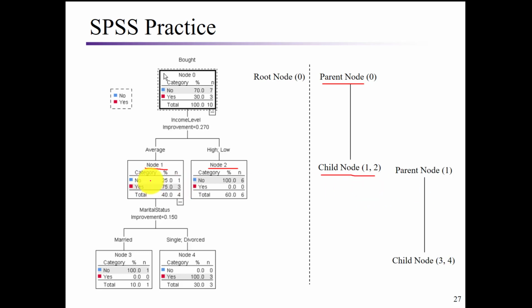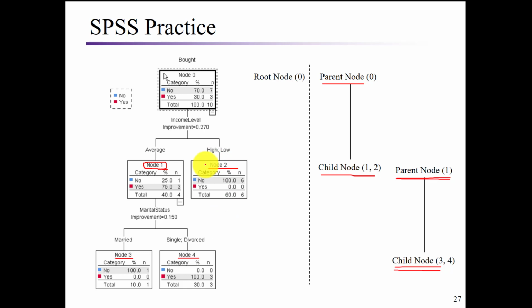Definitely, we can split a certain node, in this case node 1, further. Then node 1 is called the parent node, and as a result of splitting node 1, we will get node 3 and node 4. And these two are child nodes, like this. So again, before splitting a certain node, parent node. As a result, we will get child nodes.